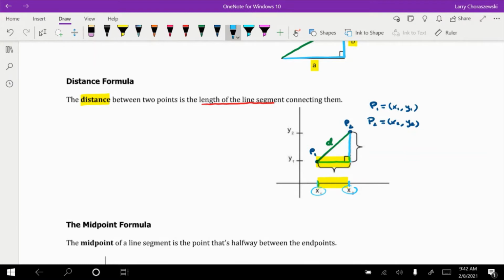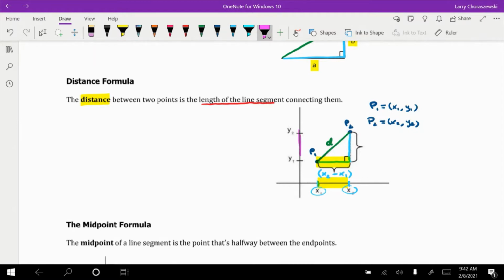And the order in which we subtract is important. Okay, to figure out that length, we start with x2 and we subtract x1. And I'm going to put that in parentheses. So the difference in the x-coordinates will give us the length of the bottom leg of the right triangle.